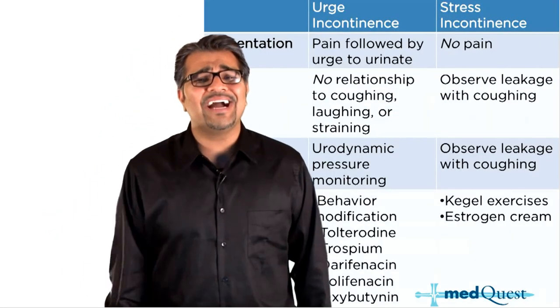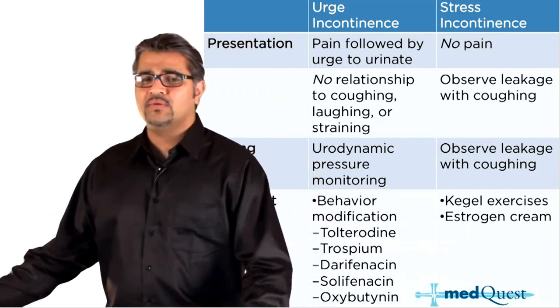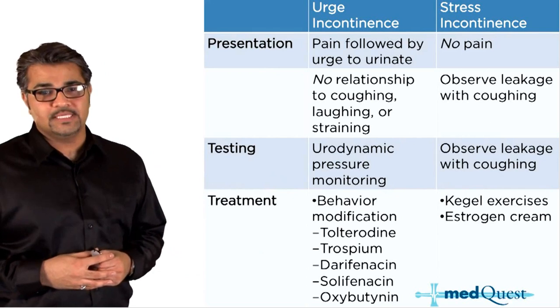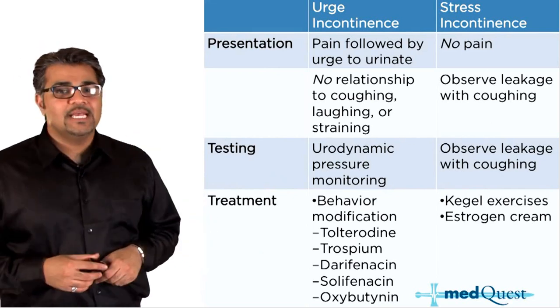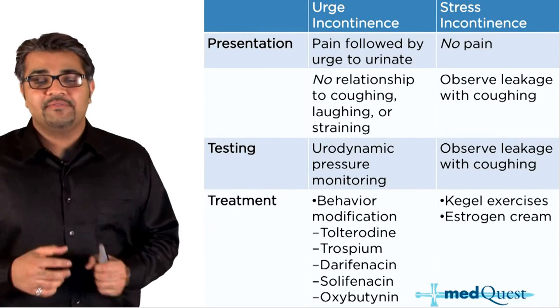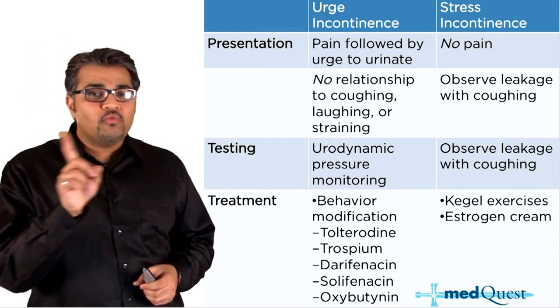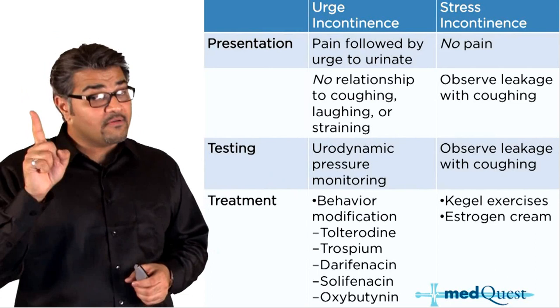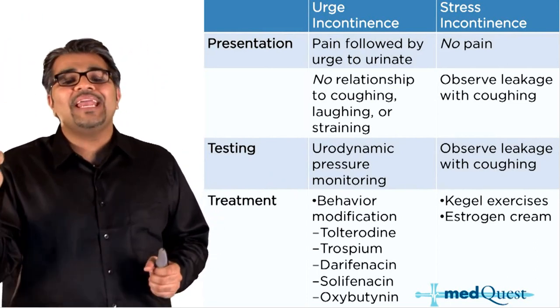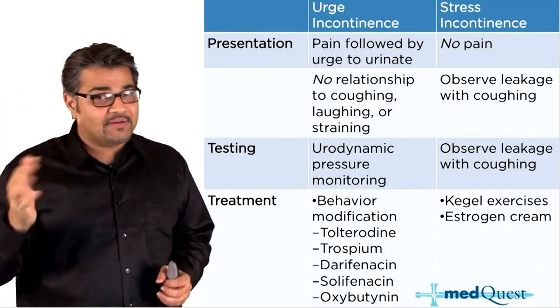Now let's talk about incontinence. Incontinence, oh boy. Now how is incontinence going to present? There's two kinds of incontinence you must know for this exam. In urge incontinence, the presentation is going to be pain followed by an urge to have to urinate. There's no relationship in urge incontinence to coughing, laughing, or straining. It's just this pain that they need to go, and then they have to urinate.